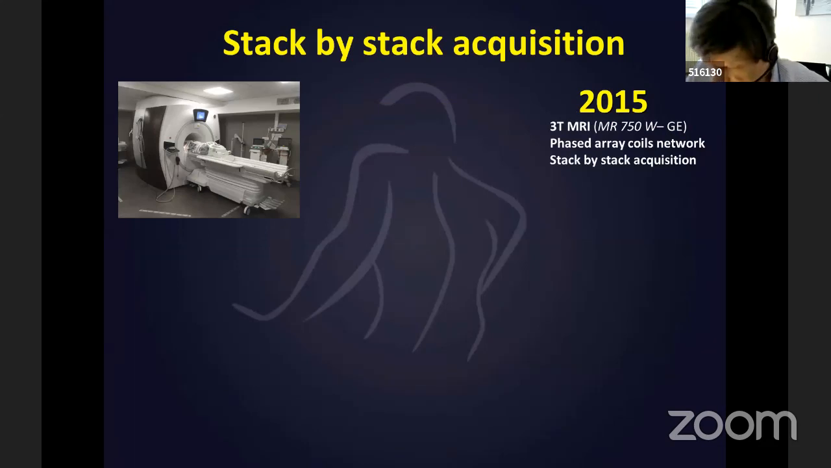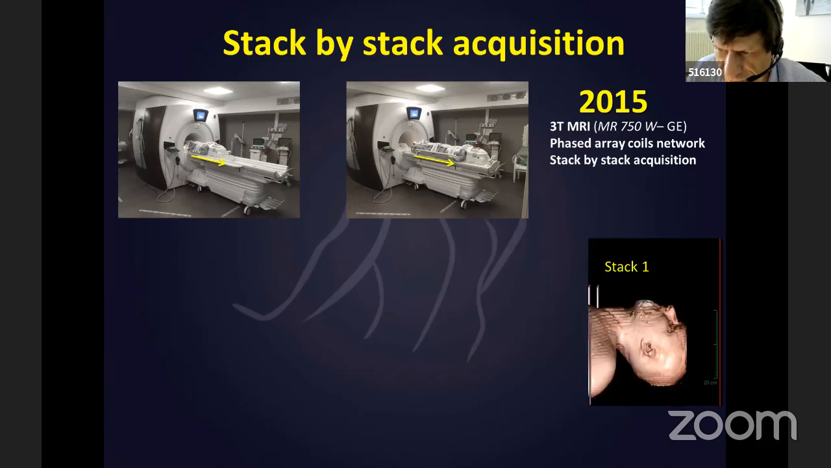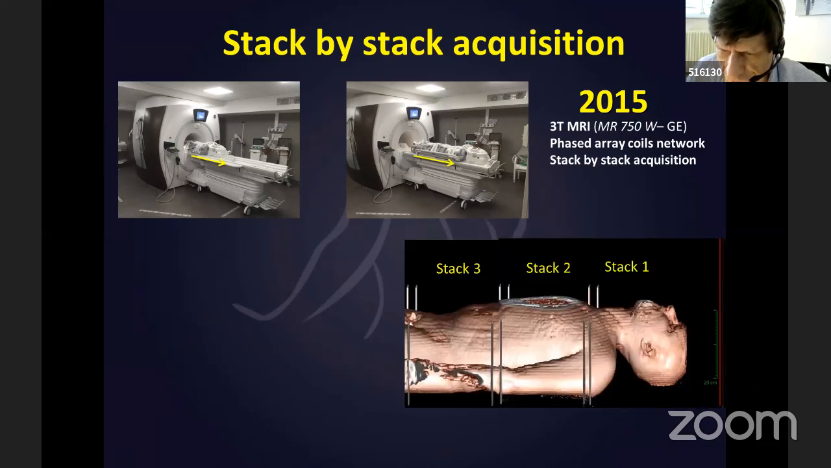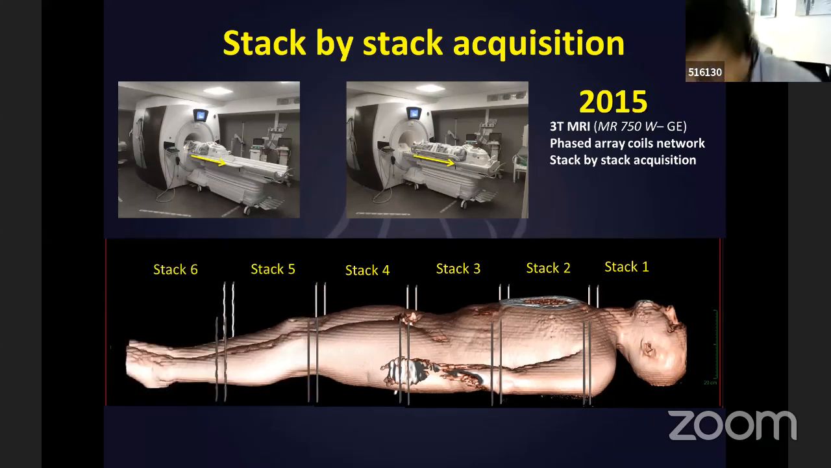Classically, the examination is divided into stacks, which are fused to obtain images on the total body coverage, like this volume rendering image, and it shows that the entire body has been covered without any gap between slices.